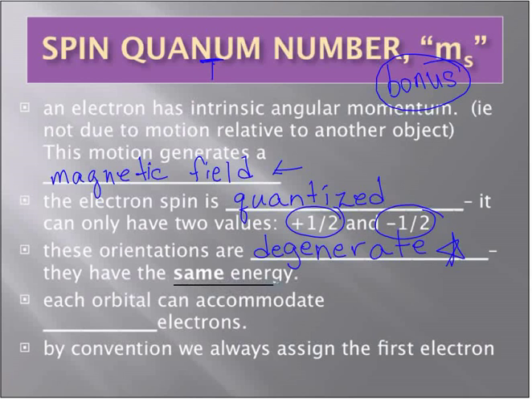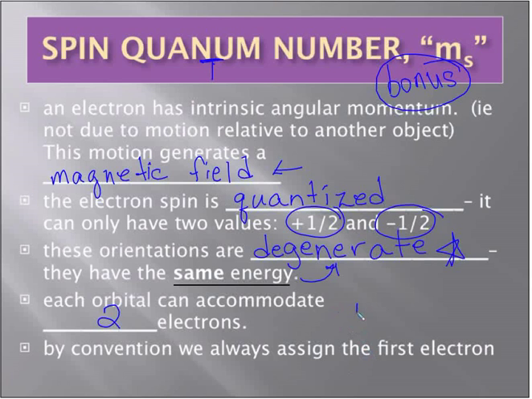Degenerate means they have the same energy. That's very important. We're going to come across this concept later on when we get into bonding. So you want to get that word down well as a vocab. Degenerate, same energy. Now, each orbital can hold 2 electrons.